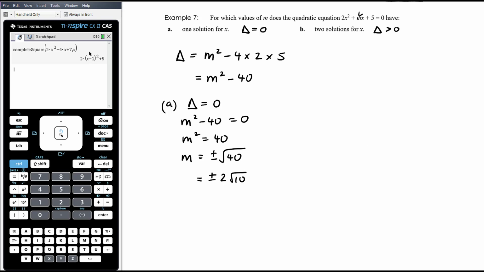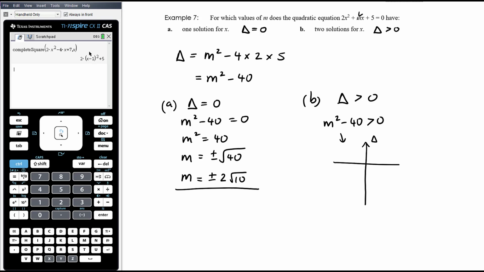Okay, so m equals plus minus 2 root 10 is the answer to part A. For part B, we need the discriminant to be positive, which means we need m squared minus 40 to be positive. That is a quadratic inequality. So we want to think about the graph of this. Okay, so the discriminant is equal to m squared minus 40, which is just a parabola shifted down by 40.